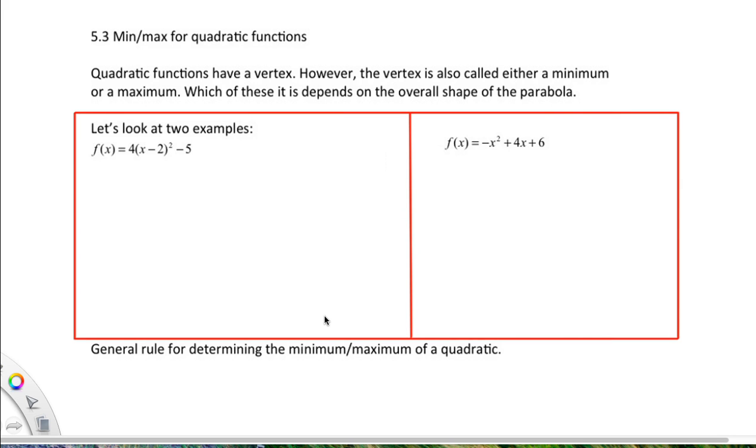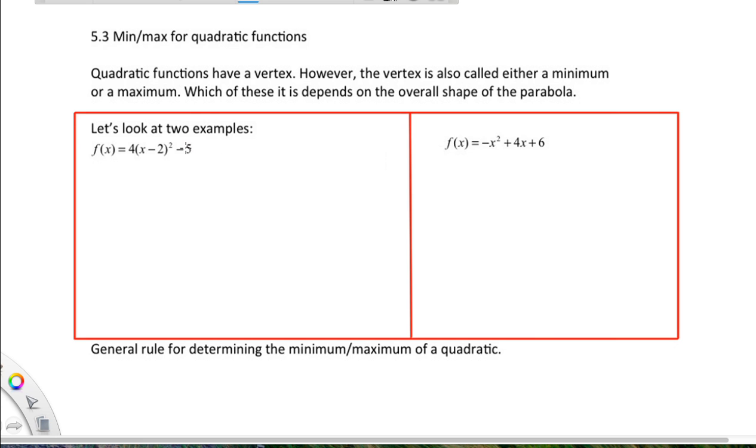5.3 Minimums, maximums for quadratic functions. So we've spoken about quadratics and we know that they have a vertex. The vertex is also called, though, a minimum or a maximum. Which one it is, so is it a minimum or a maximum, that depends on the overall shape of the parabola. And I'll just do two examples and hopefully they'll make sense.